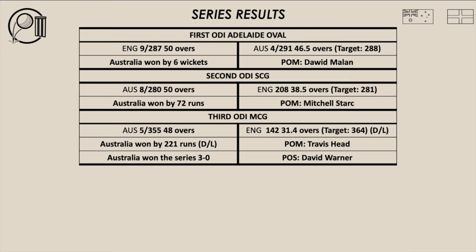The third and final ODI of the series was played at the MCG. Australia won by 221 runs on Duckworth Lewis. Travis Head was named Player of the Match. Australia won the series 3-0 and David Warner was named Player of the Series.